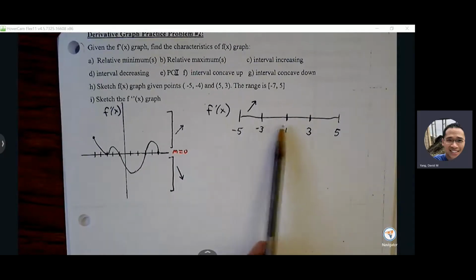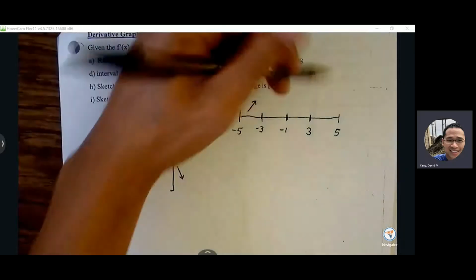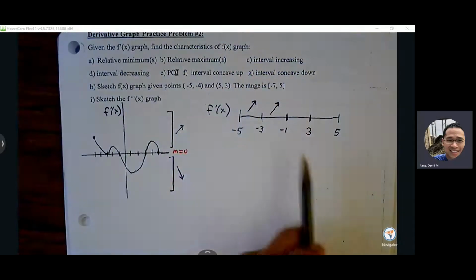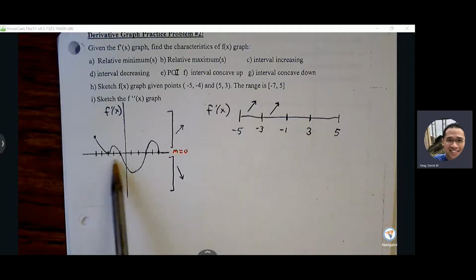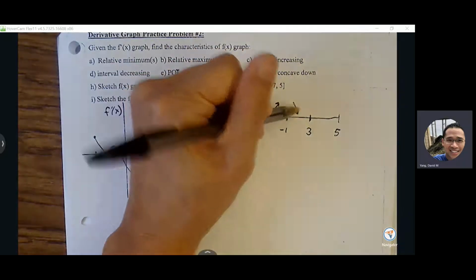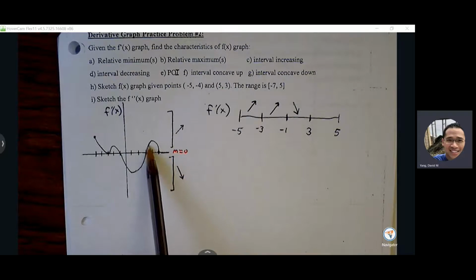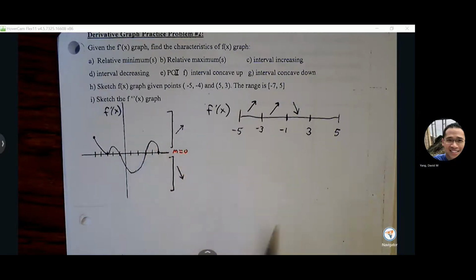Okay, between -3 and -1, above or below? Above, so still a positive slope. Between -1 and 3, below, corresponds with negative slope. Between 3 and 5, above.